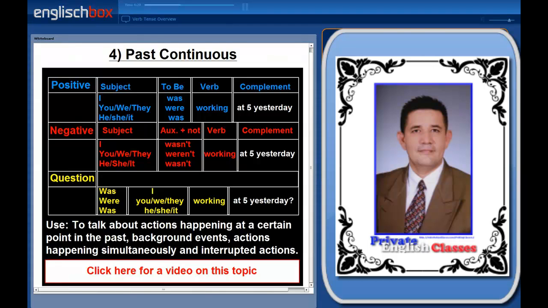But when do we use this tense? Well, we use this tense to talk about actions happening at a certain point in the past. We also use it to talk about background events in a story, for example, actions happening simultaneously at the same time, and interrupted actions. I was walking along the street when my father called me, for example.